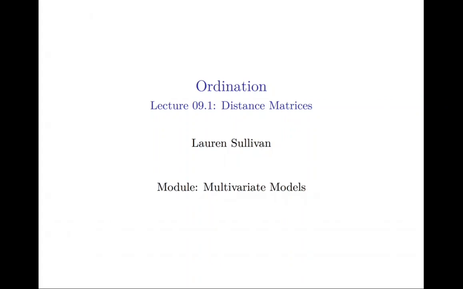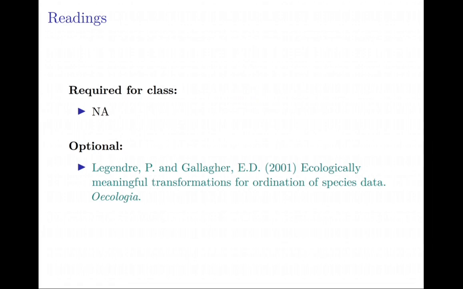Okay, so we're back for multivariate models, and we're going to be talking about ordination, and our first lecture is going to be on distance matrices. And no required readings for class, but a nice paper if you want to dive more deeply into thinking about how to actually transform your data. When we get to that, it can be challenging to decide what to do, and here's a paper that might help you.